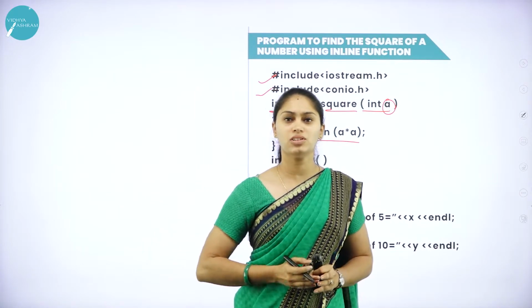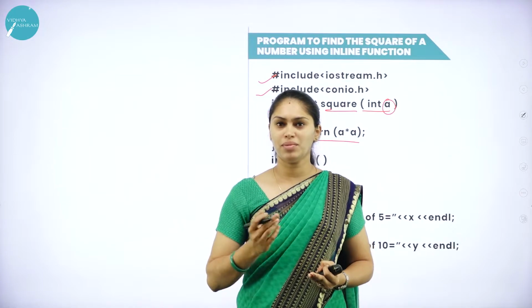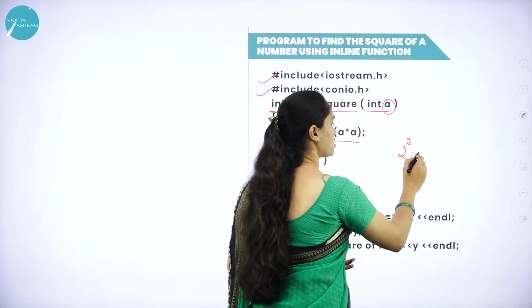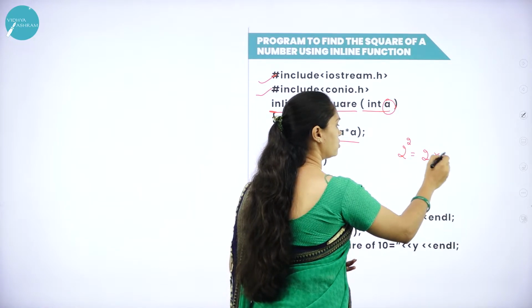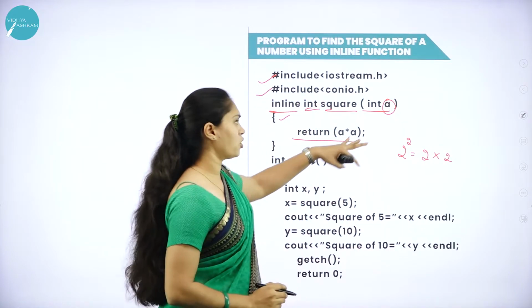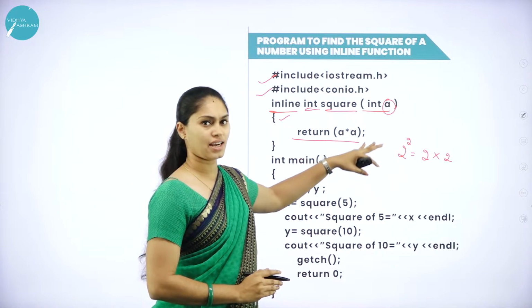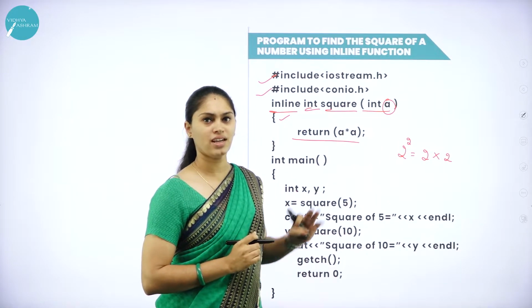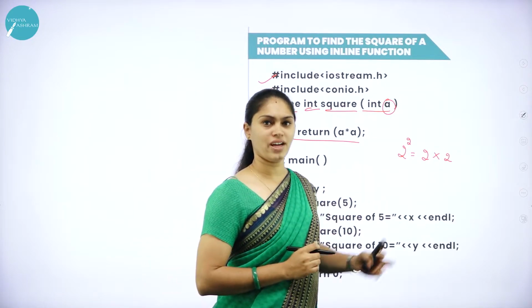So how am I going to find the square of a number? What do you mean by square? If it is 2 square, in the sense, how am I going to find 2 square? 2 into 2. In the same way, I am going to get some value for this a and I am going to multiply that a value by a value. Okay, that will give me the square of a number.